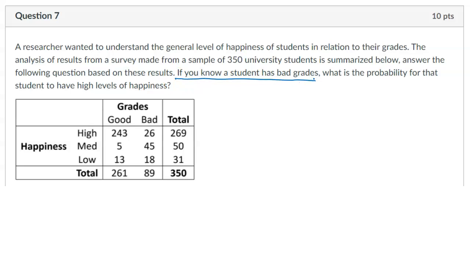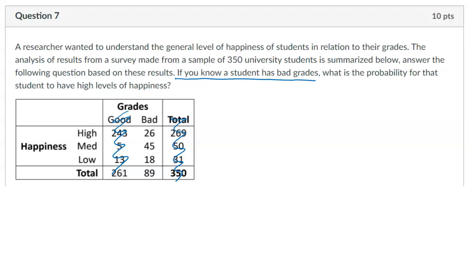Look, immediately when I see a problem like this, it says, if you know that a student has bad grades, this is what I do. I forget about everything else. The only relevant group here is the students that have bad grades. The others are not relevant. Okay. So if you know that, what is the probability for that student to have high levels of happiness?